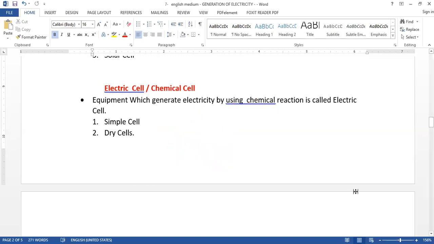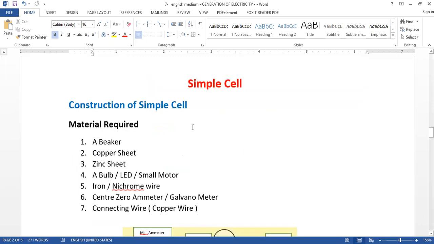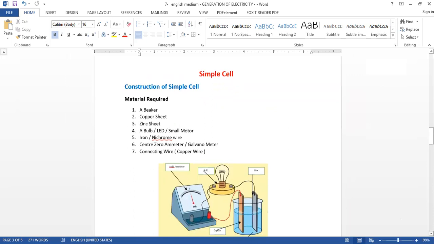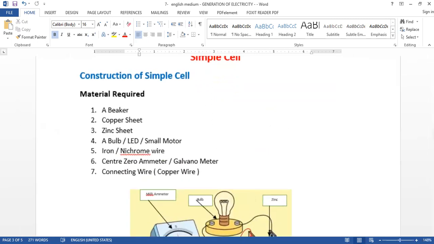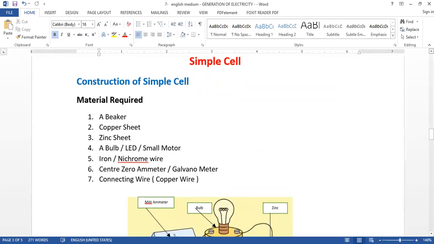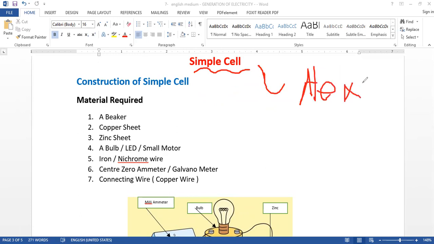Okay. So let's move to simple cell. How to construct a simple cell? The person who introduced this simple cell is Alexandra Volta.